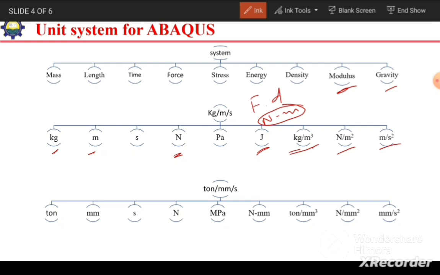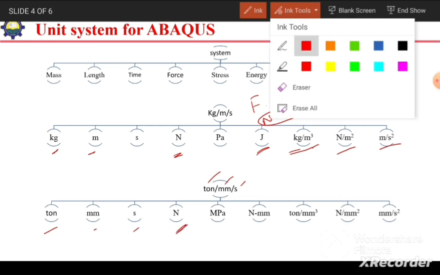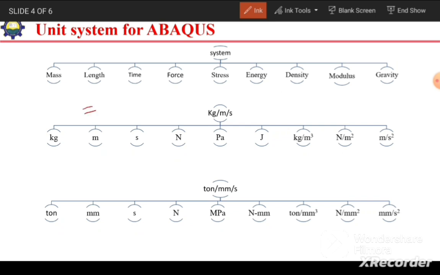And if we are using these basic units for basic quantities, ton for mass, millimeter for length and second for time, then the force unit will also be in Newton. How will it be in Newton? As we know, force is equal to mass into acceleration. So mass will be in ton, acceleration will be in millimeter per second square if we are using this unit system. So we can convert this ton into the kilogram, meter and second system.